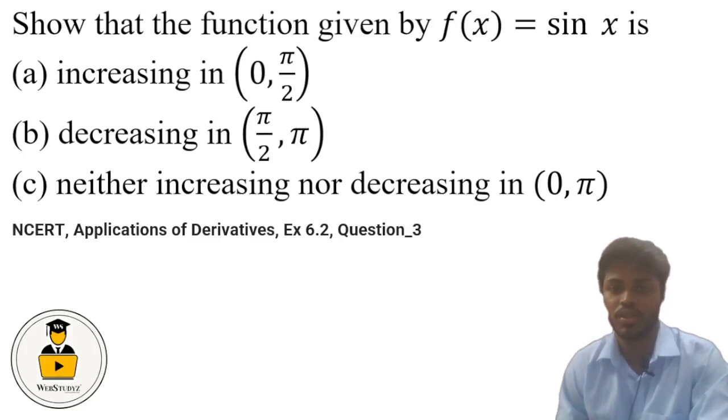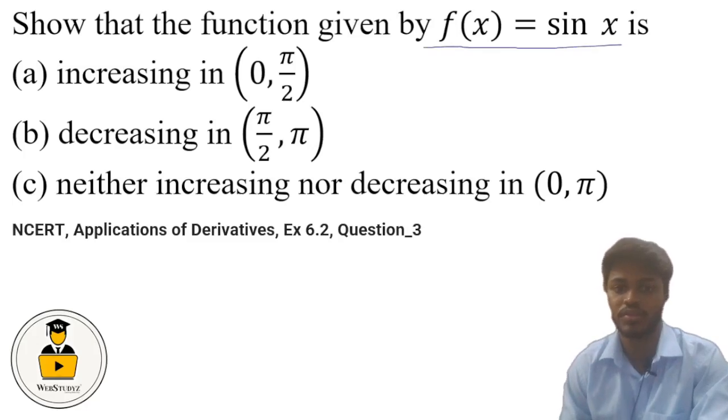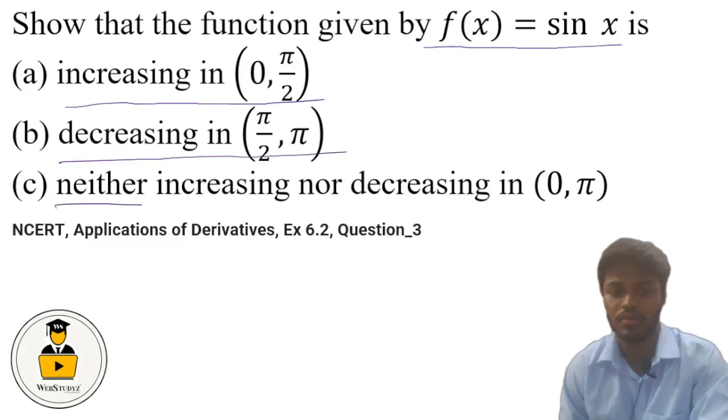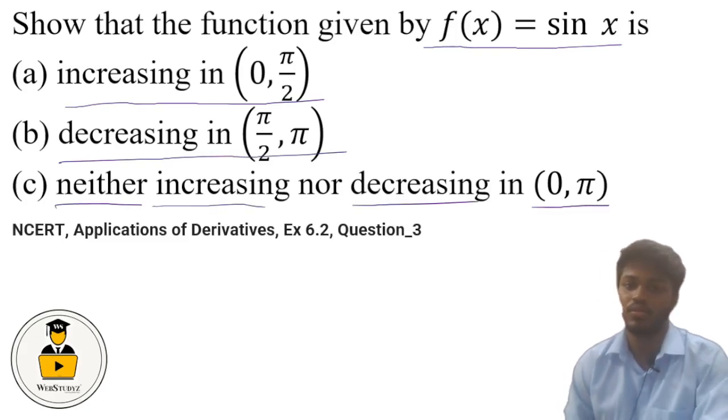Show that the function given by f of x equals sin x is increasing in 0 to pi by 2, decreasing in pi by 2 to pi, and neither increasing nor decreasing in 0 to pi. So we have been given a function f of x equals sin x. We need to prove that it is increasing in 0 to pi by 2, decreasing in pi by 2 to pi, and neither increasing nor decreasing in 0 to pi.